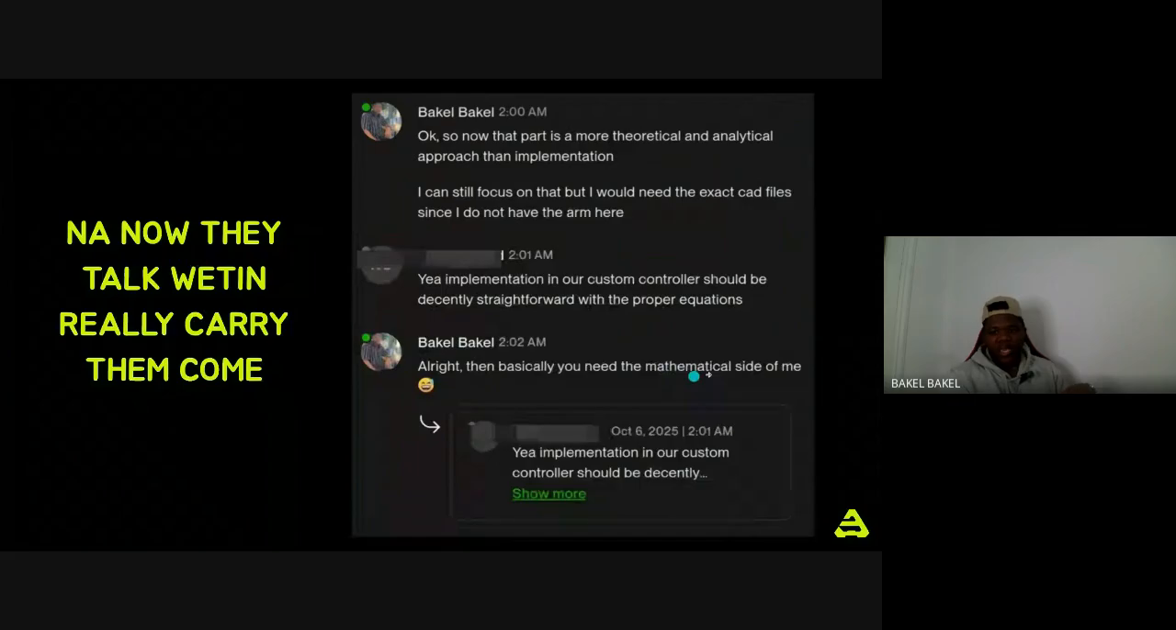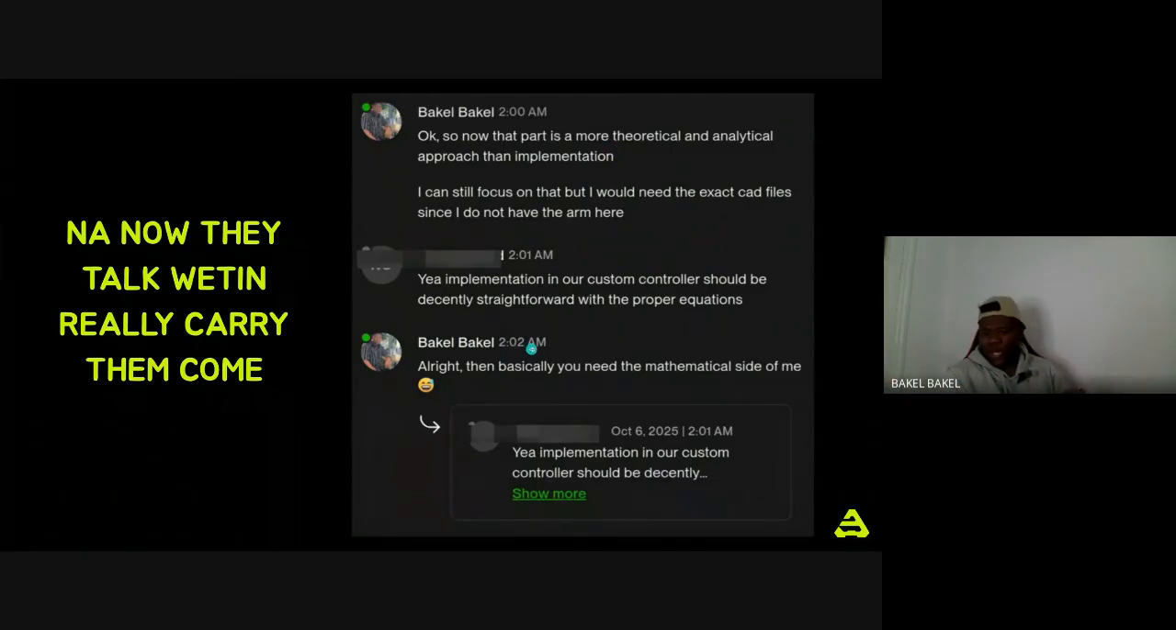that these guys actually need the mathematics. So I was like, okay, that part is more of a theoretical and analytical approach than implementation. Or this is just me trying to sound smart. I'm just trying to say, oh, so it's just maths that you people need.